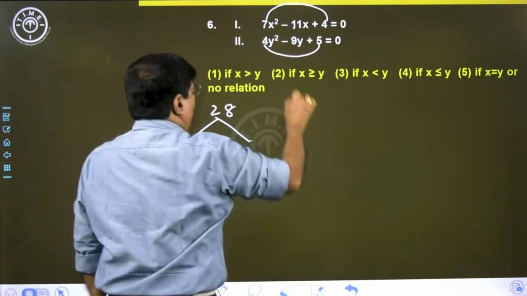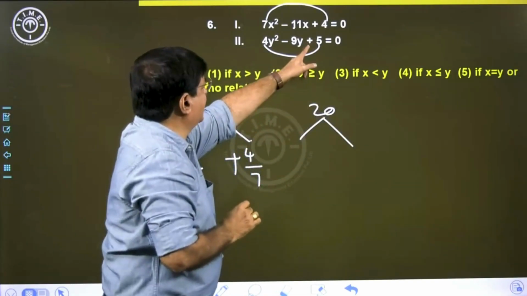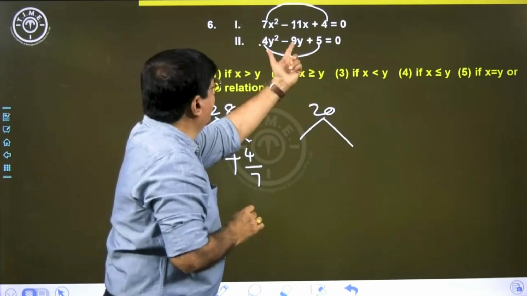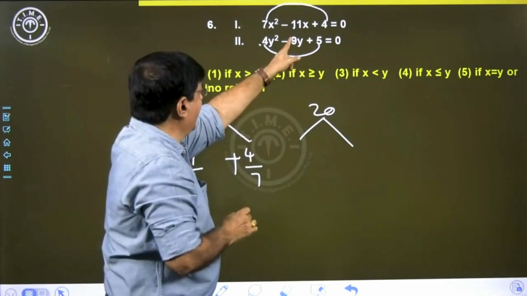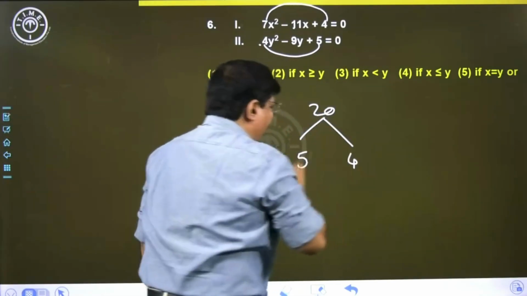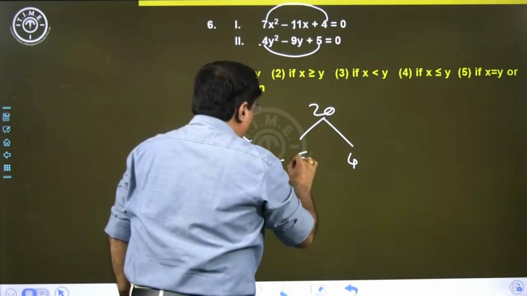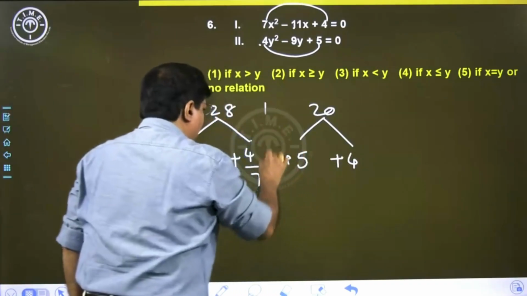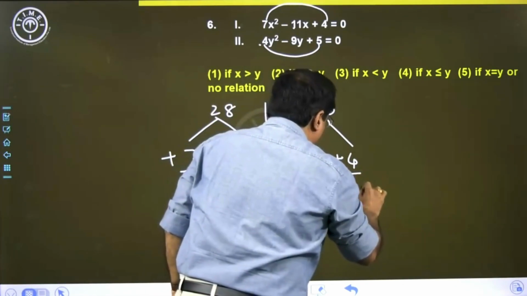Next, 5 into 4, 20. Sign of 5 is plus. A into C is plus or sign of C is plus. So two numbers whose sum is 9, product is 20. 5 and 4, bigger number first. Minus and plus. So sign of the roots will be both plus. But again here I have coefficient of y square as 4. So divide by 4, divide by 4.